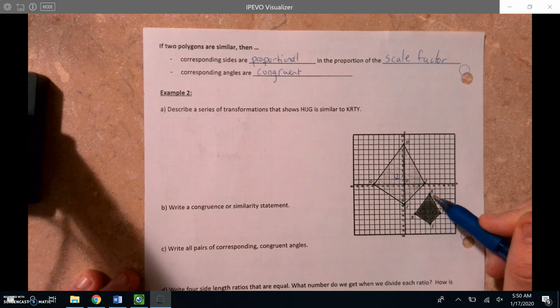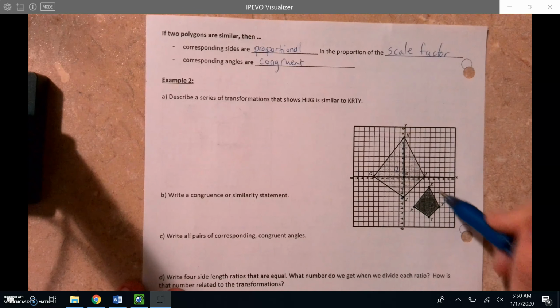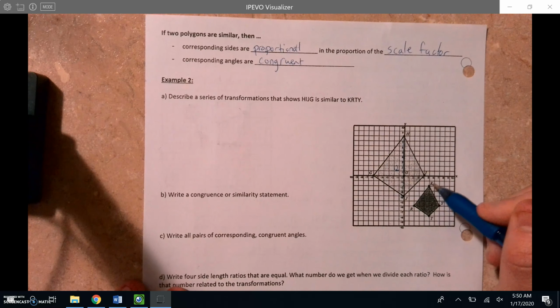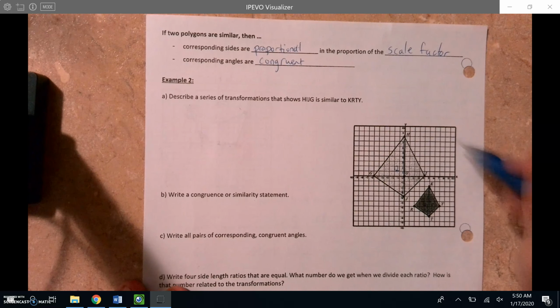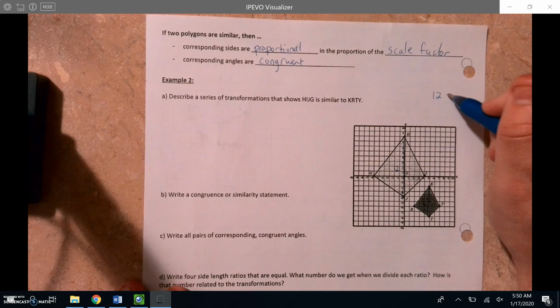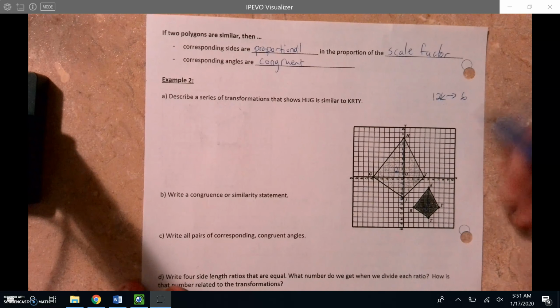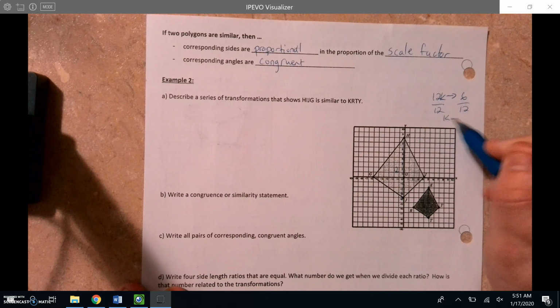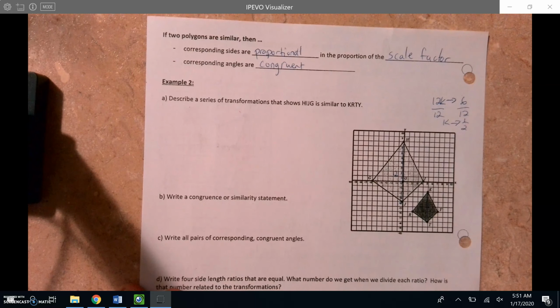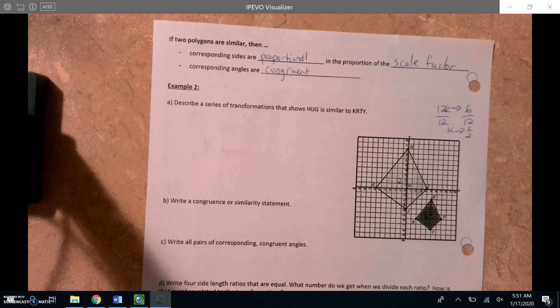Now, let's look at the same thing in the smaller shape. So, K down to T, we go down 1, 2, 3, 4, 5, 6. So this is 6. So, we're going from 12 down to 6. What do we need to multiply by? Well, that'll tell us that our scale factor is a half. So, we're shrinking it down by a half.